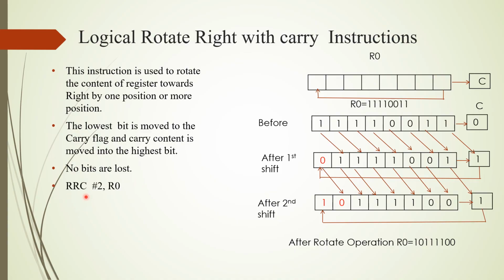Example, RRC #2, R0. RRC is the opcode for rotate right with carry, by how many times? The count value is 2 here, on the content of R0. Consider the content of R0. After the execution of this instruction, the content of R0 is moved towards the right with carry, such that the LSB is moved to the carry flag and the carry flag content is moved to the MSB bit position.